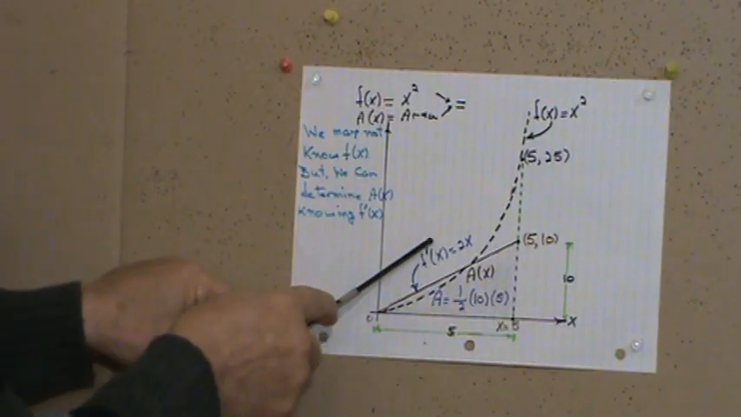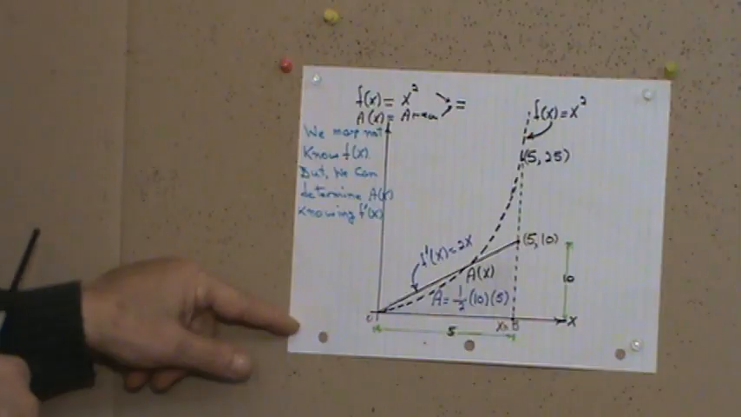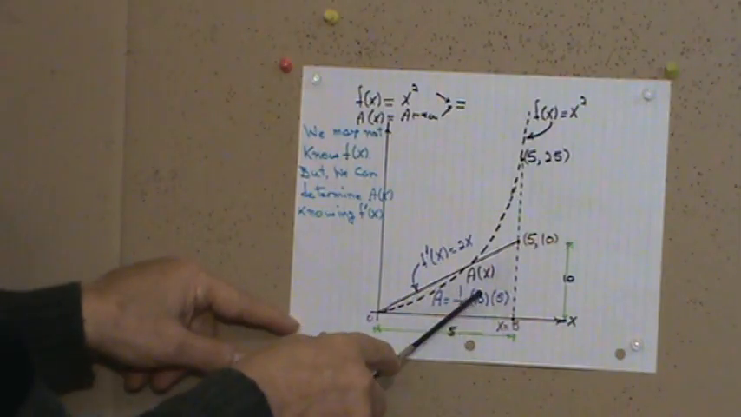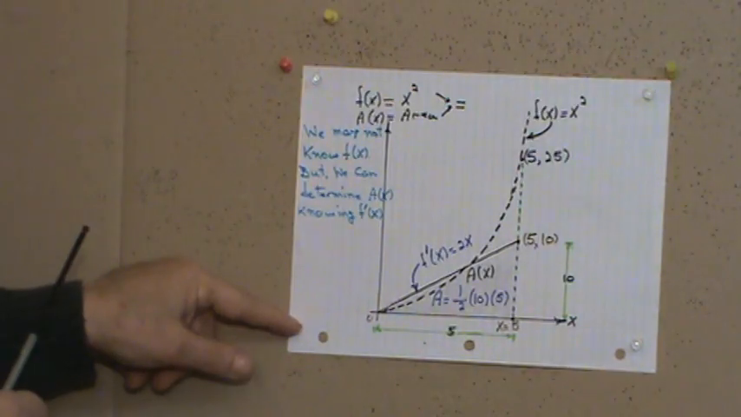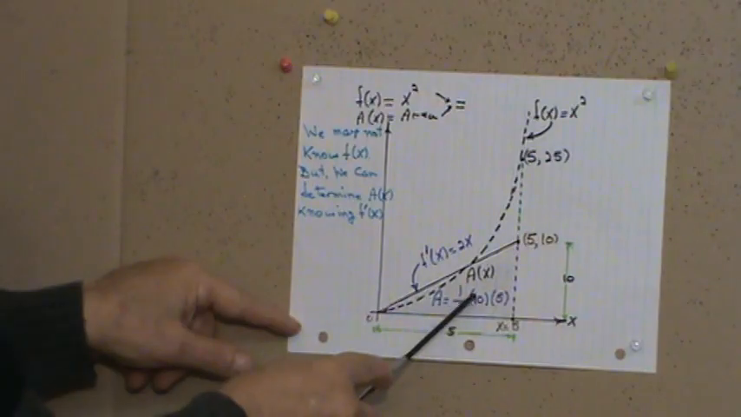Because f prime of x is 2x, and 2 times 5 is 10. So the height of this triangle is 10. The base of that is 5. 10 times 5 is 50. Half of 50 is 25. So the output of this one is 25.